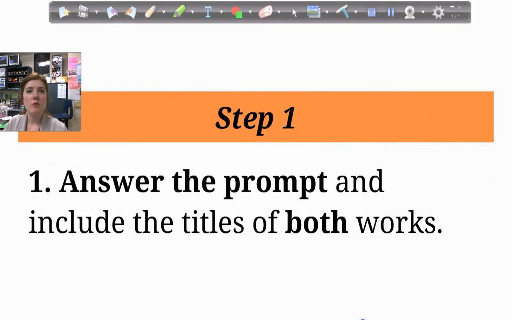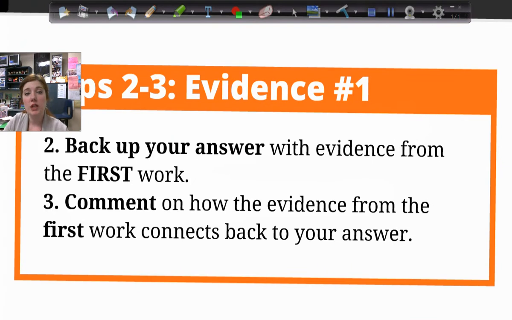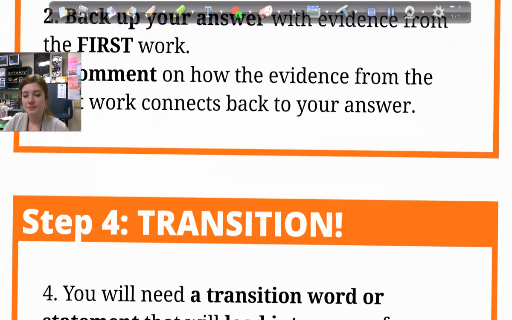All right, so first step, just like in your ACE, hey, you got to answer that prompt. This time, I want you to include the titles of both works so I know what you are responding to. Then steps 2 and 3 is just like the ACE. You're going to find a quote from the first work that's going to support your answer, and then you have to explain how that quote connects back to your answer.